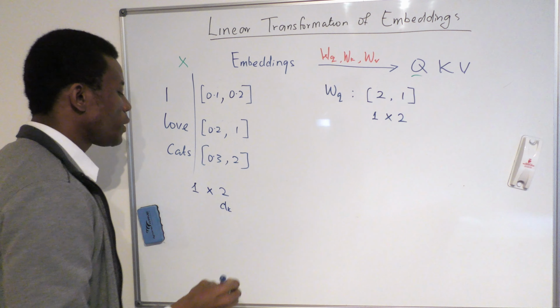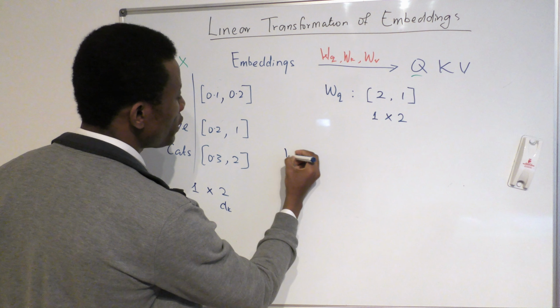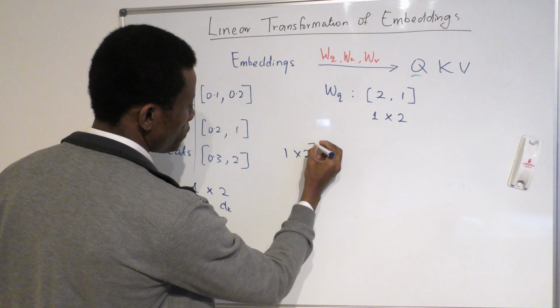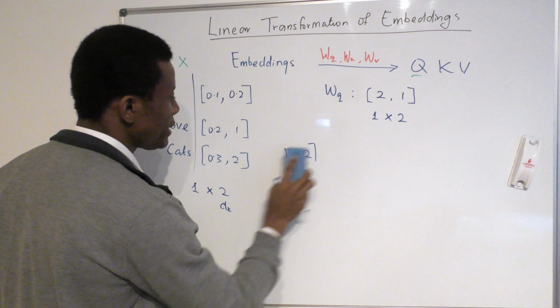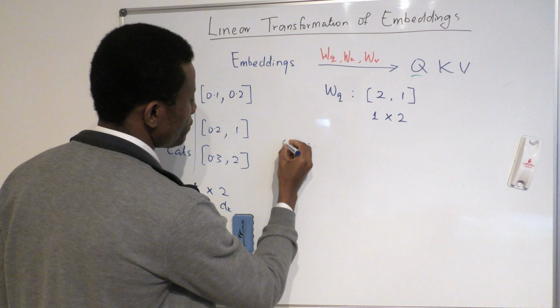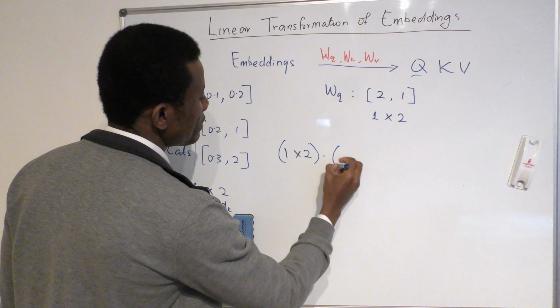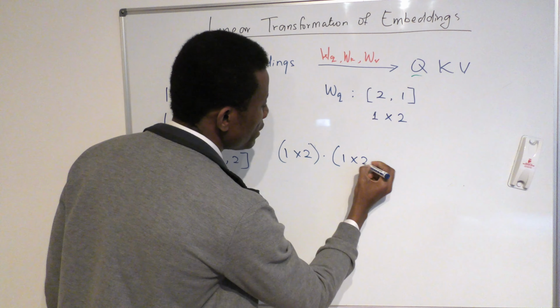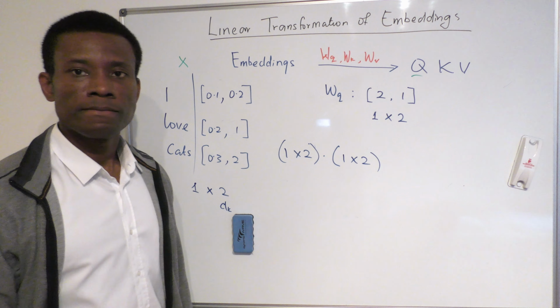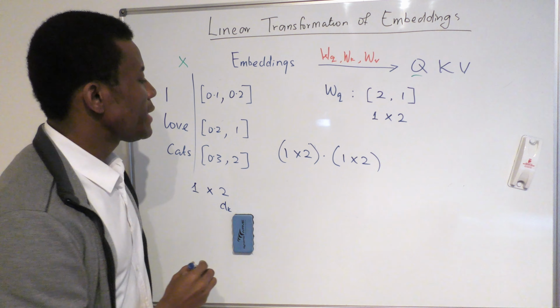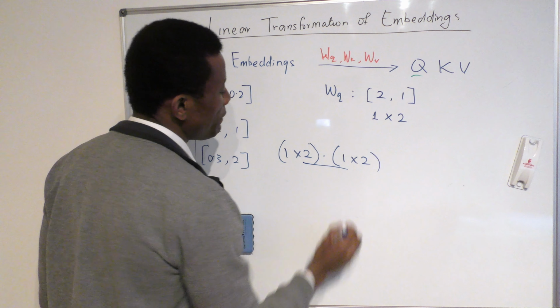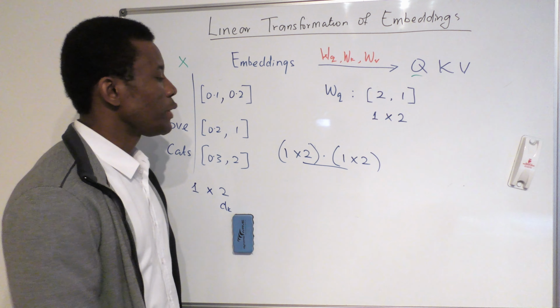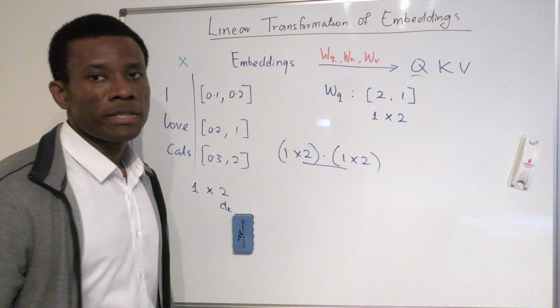Let's see if it will work or not. So here we have 1 by 2 dot 1 by 2. What did you notice here? You notice that the internal dimensions don't match, so you can't carry out this multiplication in this way.